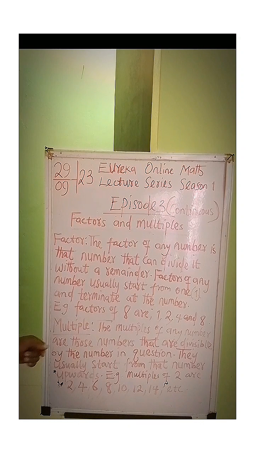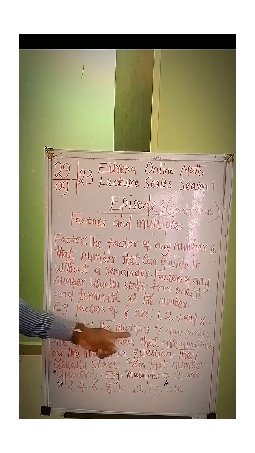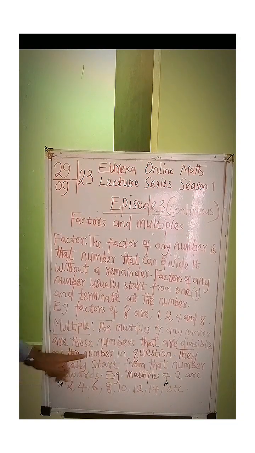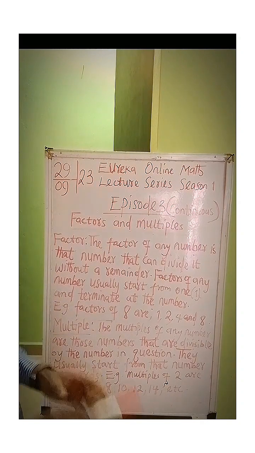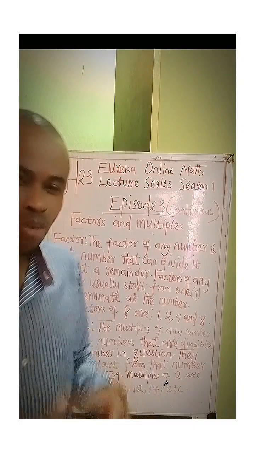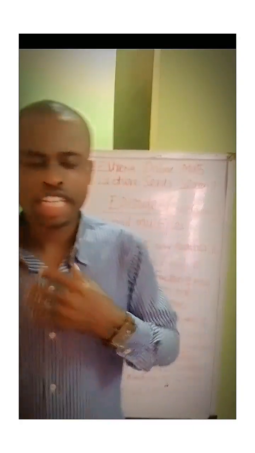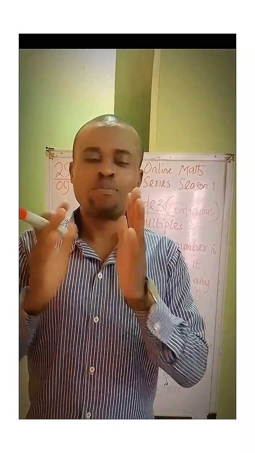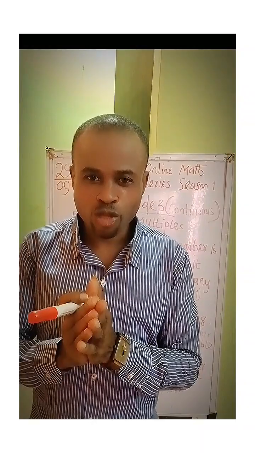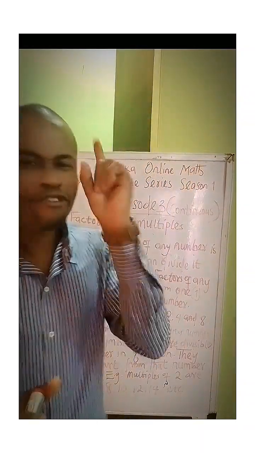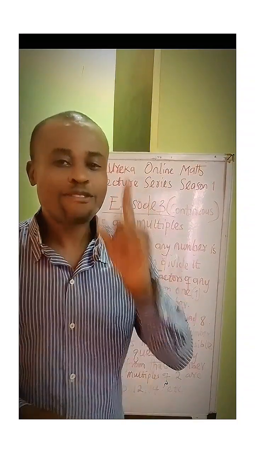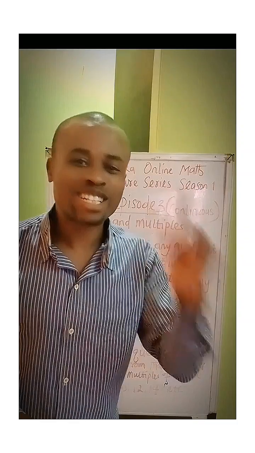Then multiple. What is a multiple? The multiples of any number are those numbers that are divisible by the number in question. What does it mean? Let 4 be the number in question. So the multiples of 4 will start from what? 4. The first multiple of any number is that number.